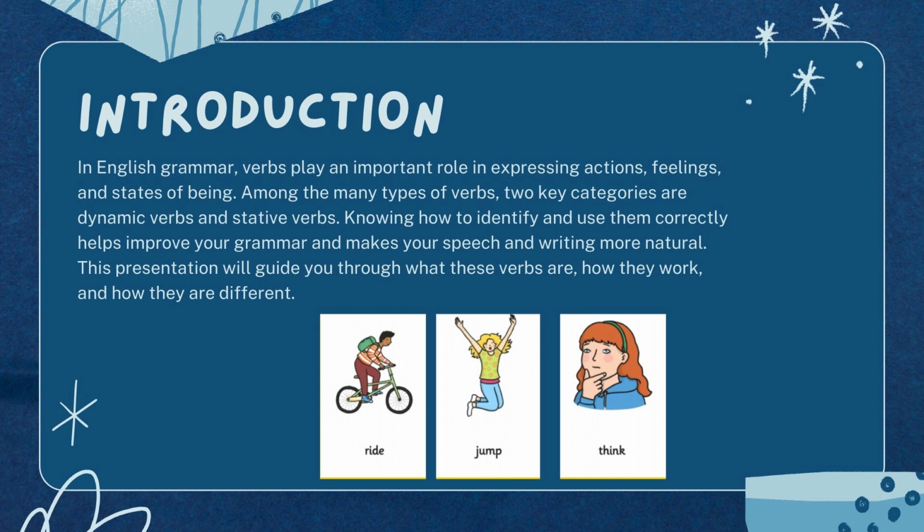In English, verbs are key to expressing action, feeling, and states of being. There are many types of verbs, but today we will focus on two important categories: dynamic verbs and static verbs. Learning how to recognize and use them correctly will help you improve your grammar, and it will also make your English sound more natural, both in writing and speaking. This presentation will explain what each of these verbs does, show some examples, and highlight their difference.